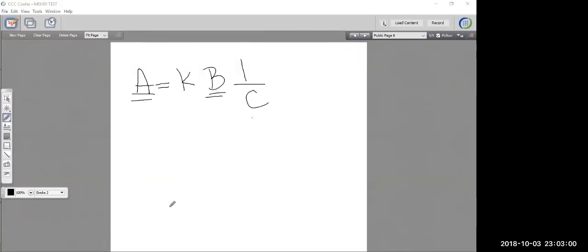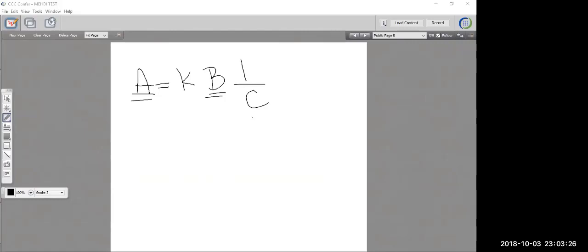Okay, and in order to solve this, I need to know what K is. So somebody should give me the values of A, B, C at one time as an initial condition to solve for K. And once I find K, then if somebody gives me A and B, I can solve for C, or if somebody gives me B and C, I can solve for A, and so on. Did I answer your question?